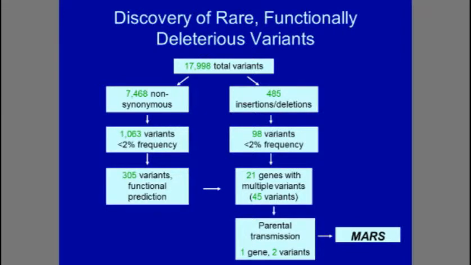The first assumption was that the variant had to encode a change in the amino acid sequence of the protein, so change the protein in some fashion. So that's what we mean by a non-synonymous variant. And so we whittled it down to about 7,500 variants at that point. So there were still 7,500 variants or mutations that encoded a change in the protein.